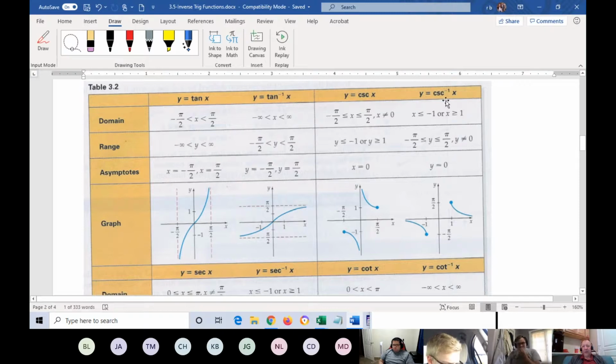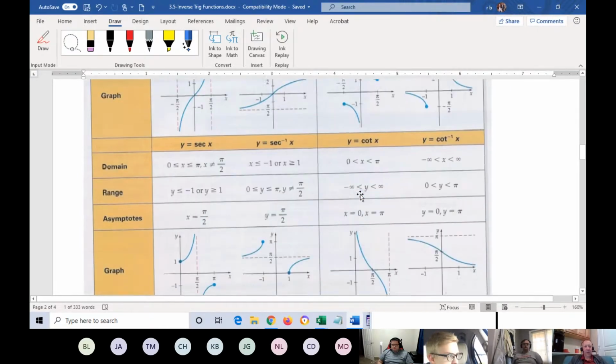We've also got an asymptote on the inverse cosecant. X is going to be less than or equal to negative 1 or greater than or equal to 1. Your range is y between negative pi halves and pi halves. So once again, we're flipping the x's and the y's. Before, the amplitude was from 1 to negative 1. Here we're going to call it the domain, from x negative 1 to positive 1, and your y is going to change as well.